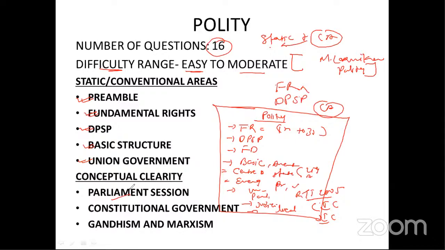So such type of information is required. Then Gandhism principle, Marxism principle. Some of these questions are a little bit out of the way for those who are not reading a newspaper and entirely depend on books. So they will be stuck in such type of questions. That's why I'm saying you should make a balance: you should follow the static portion and also current affairs. Okay, so these are the questions that were asked in polity.